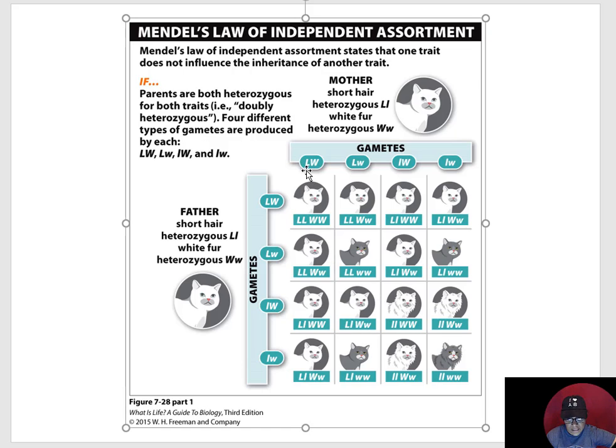Mendel's law of independent assortment states that one trait does not influence the inheritance of another trait. So your boxes are still going to be filled in the same. That's basically what that is saying.